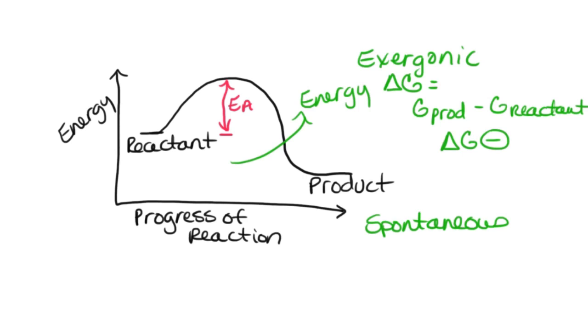Recall that at the top of that hill is where our transition state is for the reactant. So up here would be the molecules in a transition state. That is a very unstable state, and that's why it requires so much energy, because again, it does have a high potential energy.